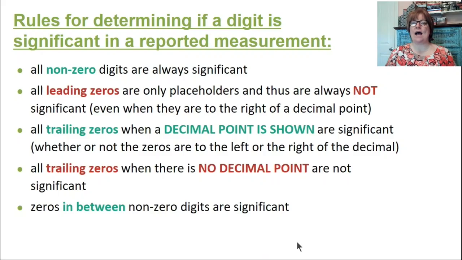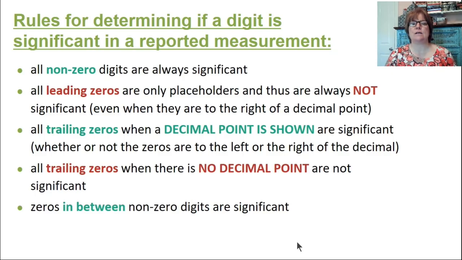Let's talk about how, in a number that's already written down by a scientist, we decide which digits are significant or measured and which are not. First of all, the non-zero digits are always significant. That makes sense. Why would I write the number 3 in a measurement unless it was a measured 3? It's the zeros that are the troublemakers.